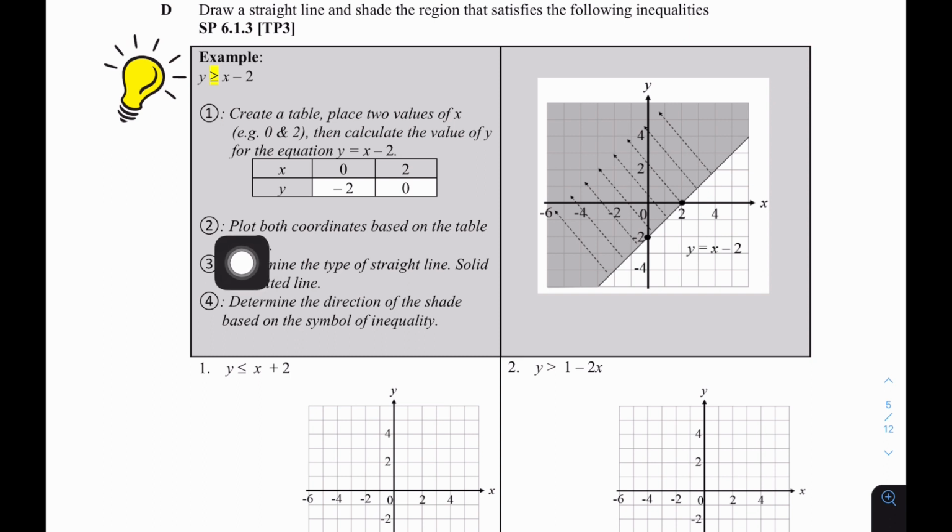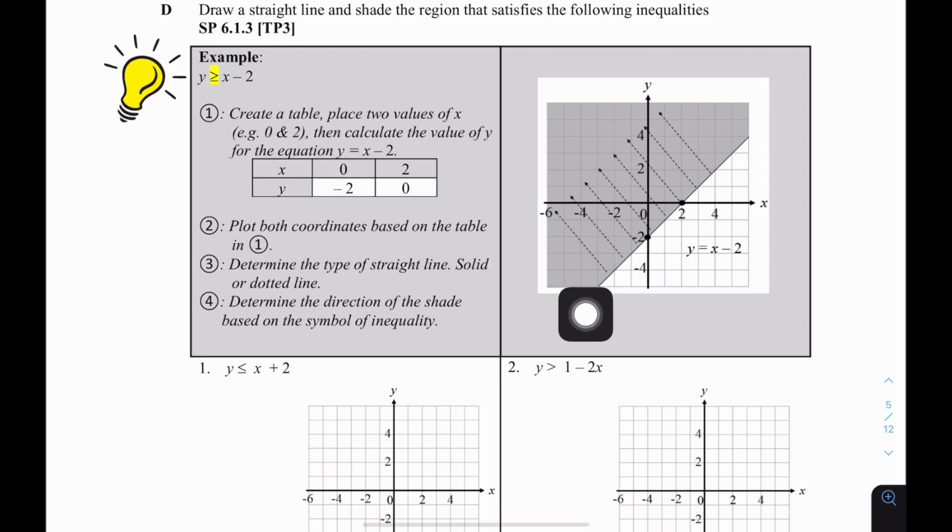Then step 2, plot both coordinates based on the table in step 1. Next, determine the type of straight line, solid or dotted. Ni kita tengok balik yang atas tadi. This one ada equal signs, so straight line kita adalah solid. And final one, determine the direction of the shade based on the symbol of inequalities. More than, so ke belah atas.